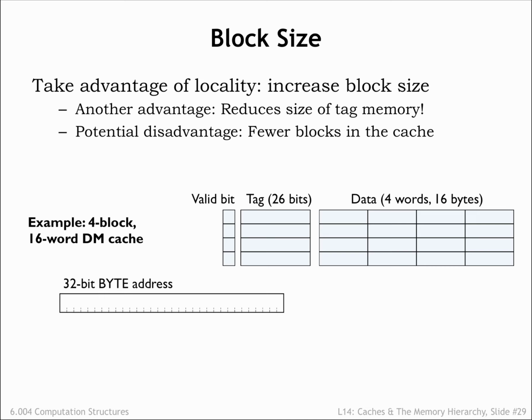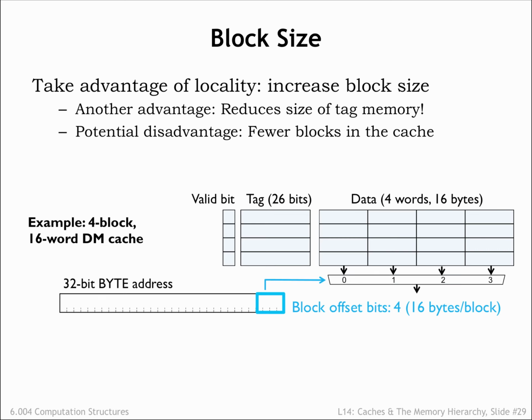In this cache, for every 128 bits of data, there are 27 bits of tags and valid bit, so 17% of the SRAM bits are overhead, in the sense that they're not being used to store data. In the cache with block size 1, for every 32 bits of data, there are 27 bits of tag and valid bit, so 46% of the SRAM bits are overhead. So a larger block size means we'll be using the SRAM more efficiently.